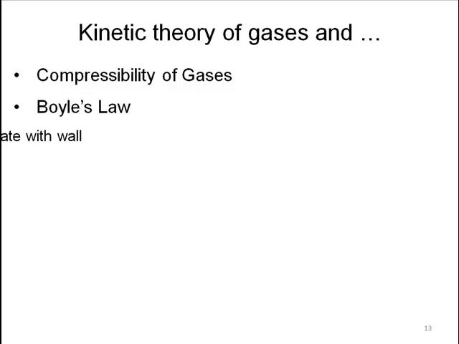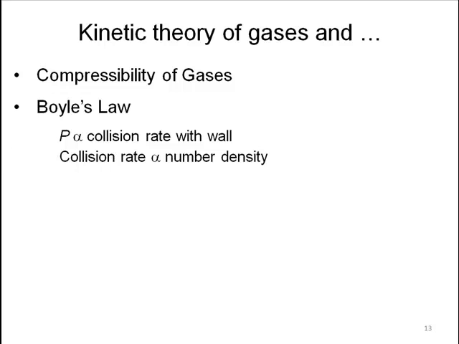When you use Boyle's law, you can use the kinetic molecular theory. The pressure, the collision rate with the wall, will tell you the approximate pressure. The collision rate is proportional to the number density, how many molecules per unit volume. The number density is inversely proportional to the volume, so pressure is proportional to 1 over V, the inverse of volume. Number density is proportional to collision rate, and collision rate is proportional to pressure. This tells us that pressure is proportional to 1 over V.